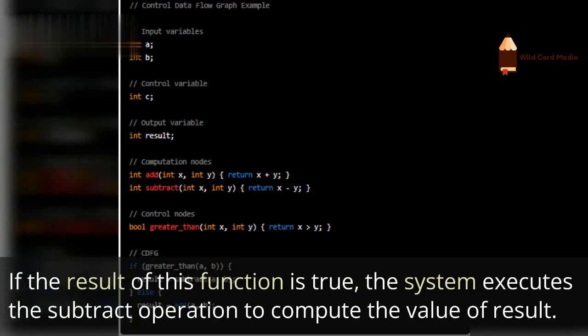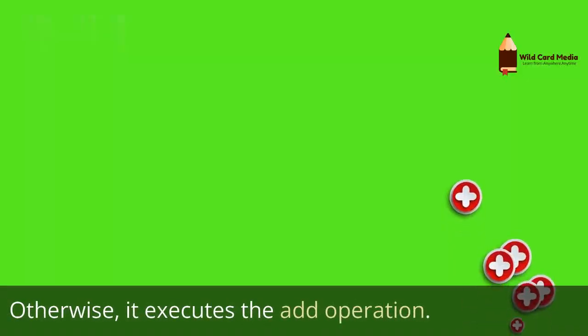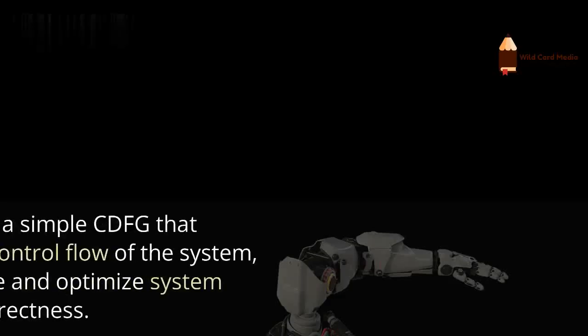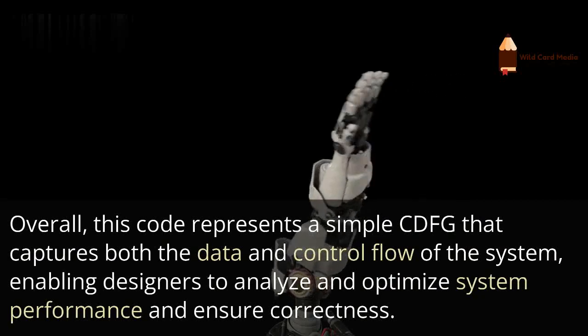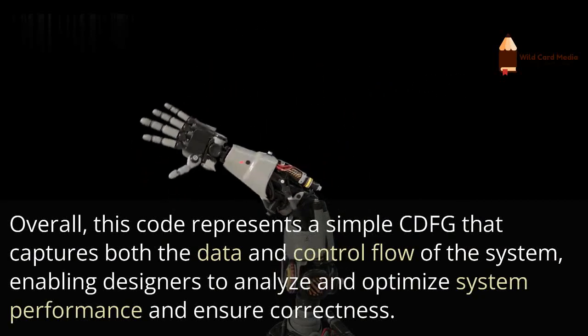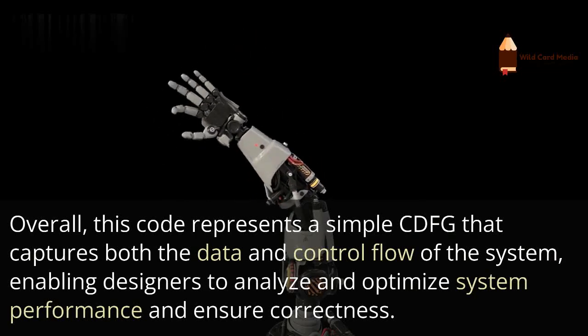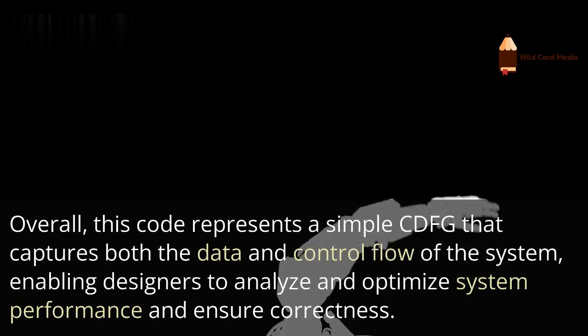If the result of this function is true, the system executes the subtract operation to compute the value of result. Otherwise, it executes the add operation. Overall, this code represents a simple CDFG that captures both the data and control flow of the system, enabling designers to analyze and optimize system performance and ensure correctness.